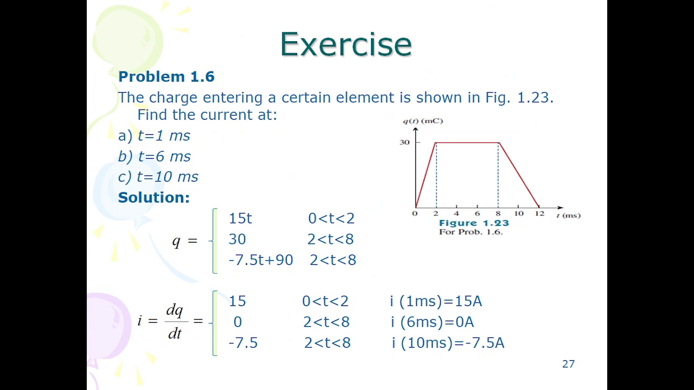Now come toward the exercise. We have an exercise problem over here, in which we have to find out the current, where a wave shape or a graph of charge is given. Simply we have to find out the equation, then we take the derivative dq over dt to find out the current at t equal to 1 millisecond, t equal to 6 millisecond, and t equal to 10 millisecond.